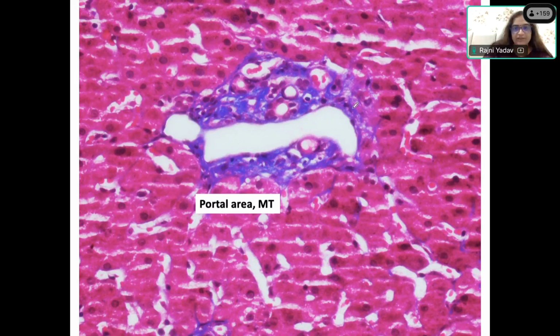This is a higher power of the portal area. See, the duct is nicely visible here. This is also a duct. This is an arteriole and this is a vein.